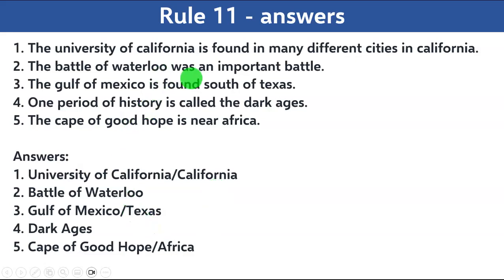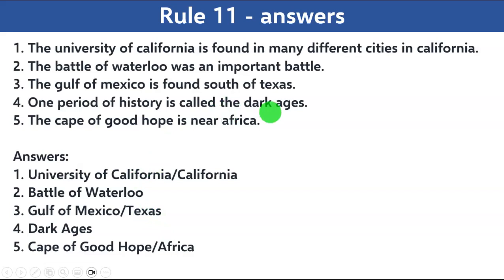Number 2, the Battle of Waterloo was an important battle. Of and an will not be capitalized because they are prepositions and articles within a proper noun. Battle and Waterloo will be capitalized. Number 3, the Gulf of Mexico is found south of Texas. Gulf and Mexico will be capitalized. Of will not be capitalized. Texas, of course, is a proper noun. It has to be capitalized.